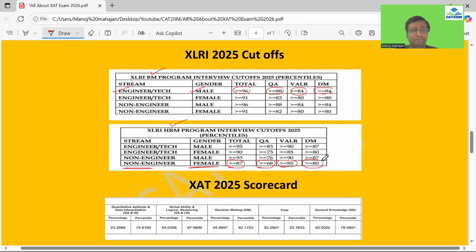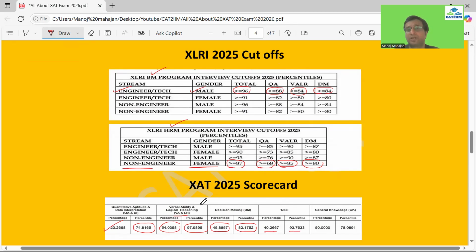If you look at the XAT 2025 scorecard, you'll have some picture about what score would have given you what percentile. In the QA and DI, a score of around 6.5 marks would have fetched you around 75 percentile. In the VLR section, a score of around 14 marks would have fetched you around 98 percentile. In the decision making section, a score of around 9.5, I'm converting into scores, would have given you a percentile of around 82. And overall, a score of around 30 marks would have given you somewhere close to 93.7 percentile.